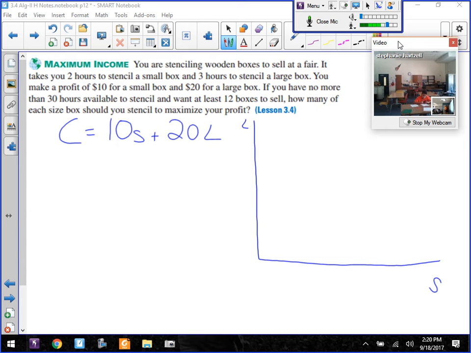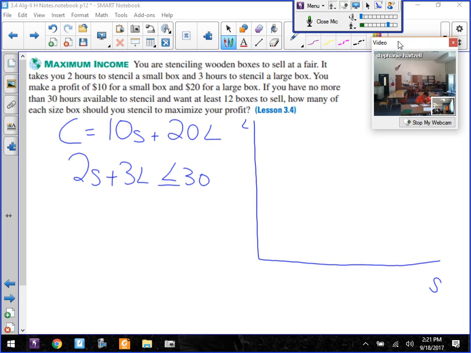Now, going back into the problem, it talks about what other two things? Time and how many you can make, or sell, excuse me. How much time do you have to use? Can you use more than 30 hours? Can you use less than 30 hours? Can you use 30 hours? Yes. So you know that no matter what, you're going to get to the point of less than or equal to 30 hours. Now, according to the problem, it tells you how much time per type of box. 2 for small. Very good.